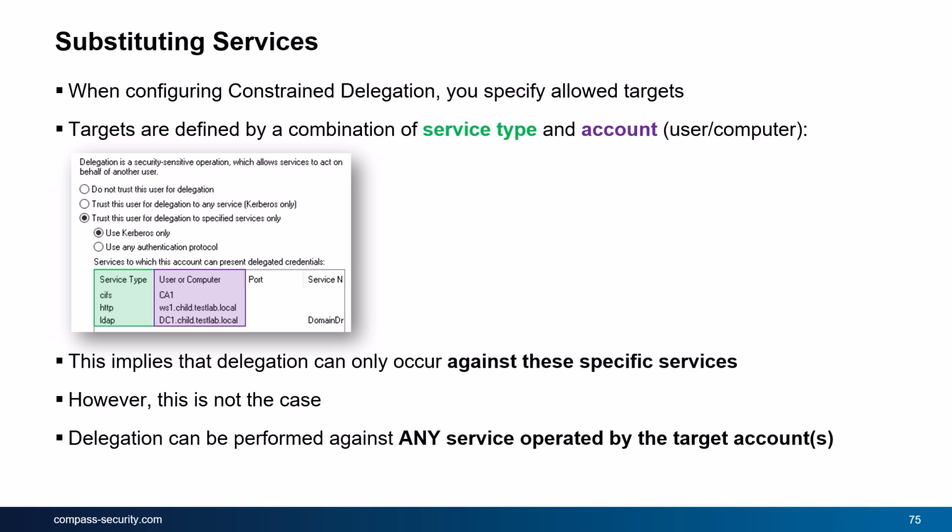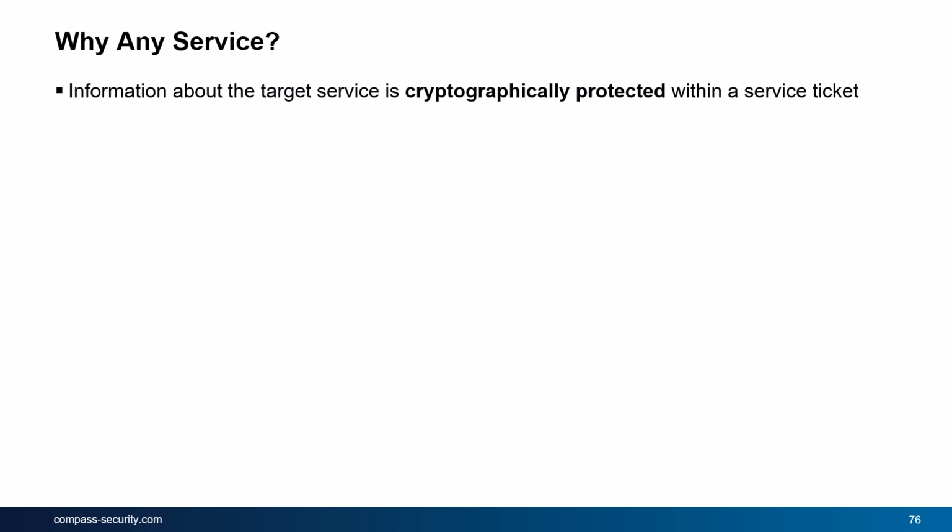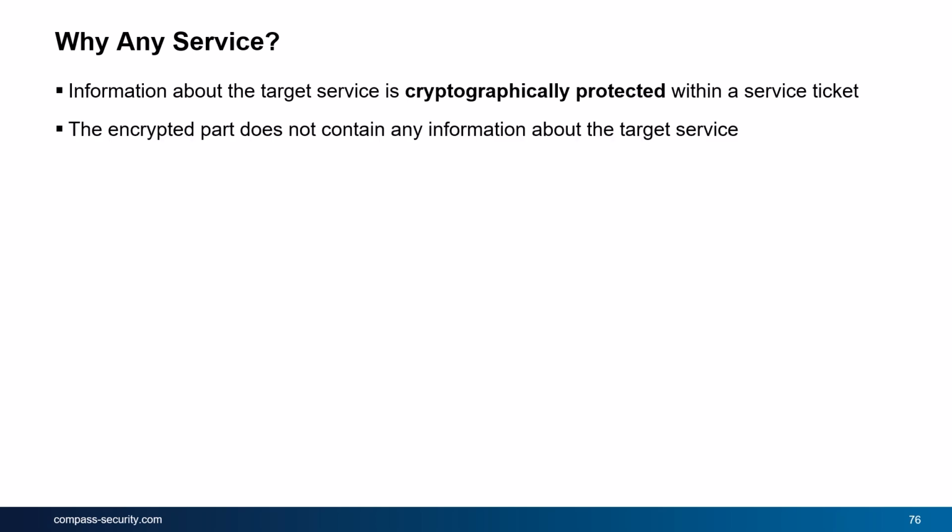Now, while this behavior seems a bit counterintuitive, there's actually a very easy to understand reason for why it is as it is. If we look at a service ticket that is used to authenticate towards a service in Kerberos, we will find that the information about the service where the ticket is intended to be used is not cryptographically protected. So the encrypted part of the ticket does not contain any information related to the target service. It simply contains information about the user, the authorization data, PAC checksums, and so on, but not the actual name of the service that the ticket was issued to.